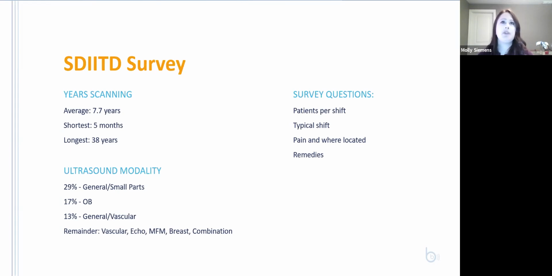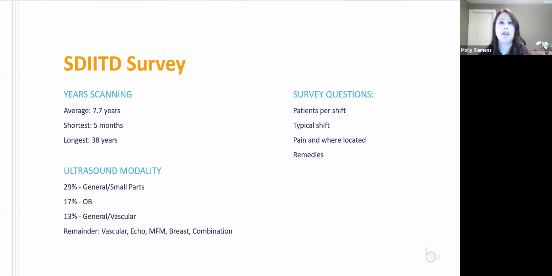Of the 67% that report pain, most respondents reported scanning mainly general and OB exams, with the average number of years in the field at 8 and the average number of patients per shift at 10. These numbers were nearly identical to the overall results of the survey. The most commonly reported single area of pain was the shoulder. However, most respondents reporting pain reported that they had it in multiple areas, with the most common combination being the neck and the back.